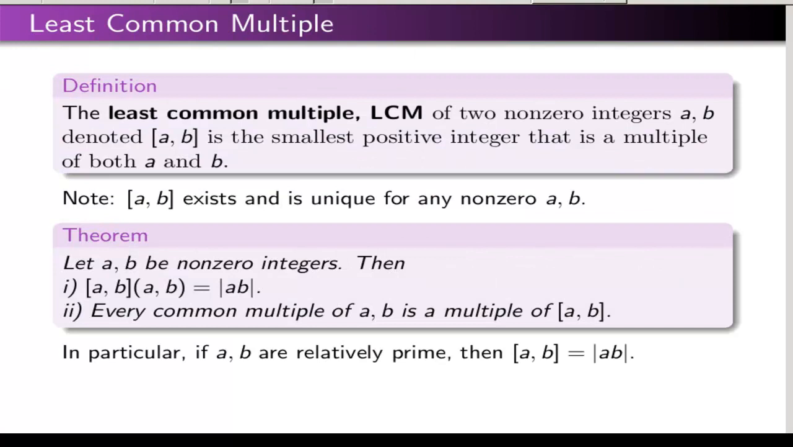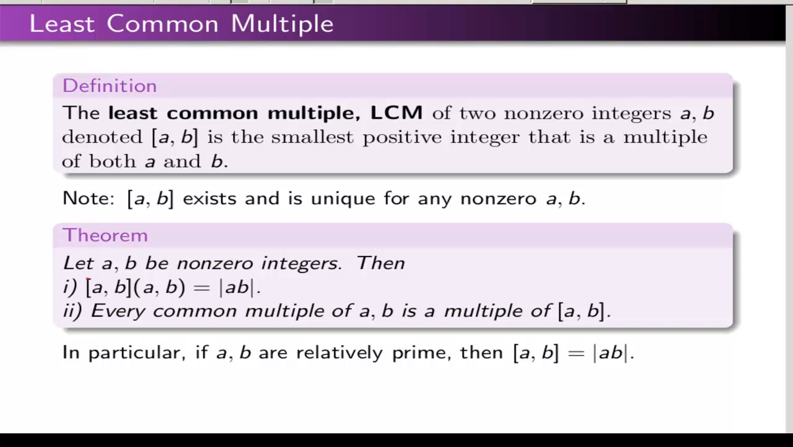Okay, the least common multiple. The least common multiple of two non-zero integers, we'll denote with square brackets, [A, B], is the smallest positive integer that is a multiple of both A and B. So again, it's a self-defining word. And certainly the least common multiple exists, since, for instance, A times B is a common multiple, and so by well-ordering property of the natural numbers, there's going to be some smallest number that is a common multiple.